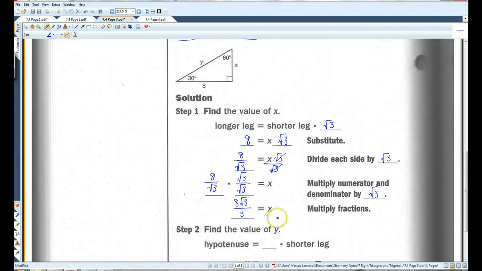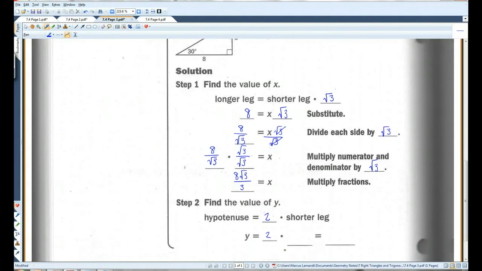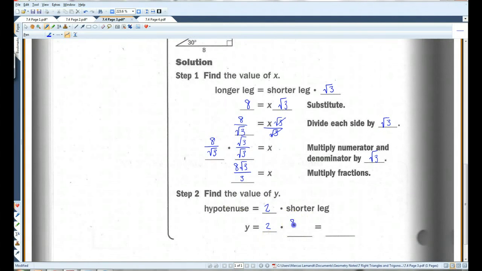To find the value of y, y is the hypotenuse. The hypotenuse is 2 times the short leg. And now we know the short leg is 8 root 3 over 3. So this is 2 times 8 root 3 over 3. 2 times 8 is 16, so I have 16 root 3 over 3 for y.